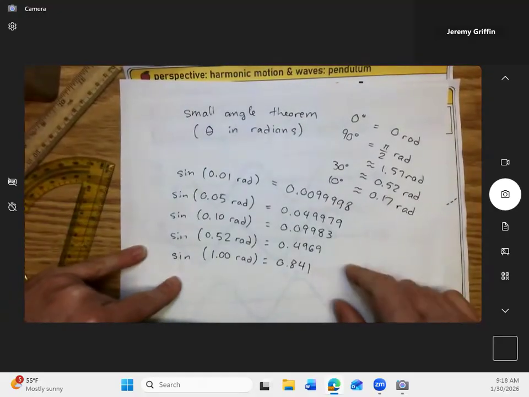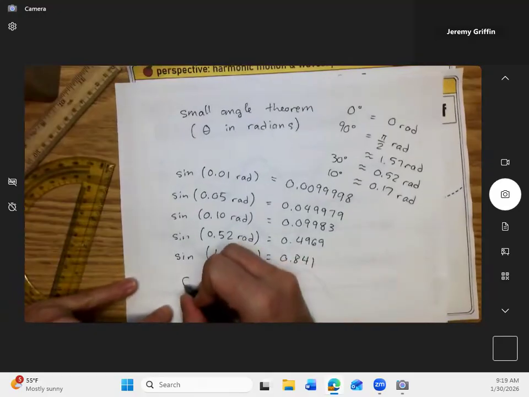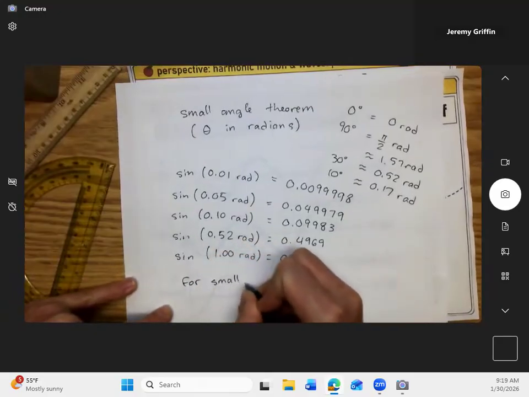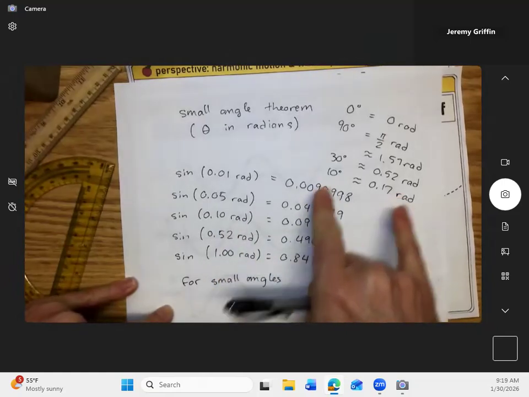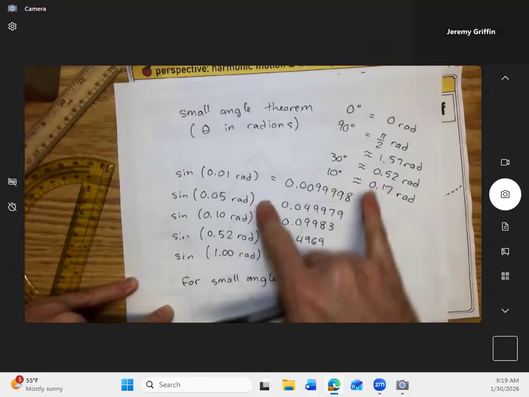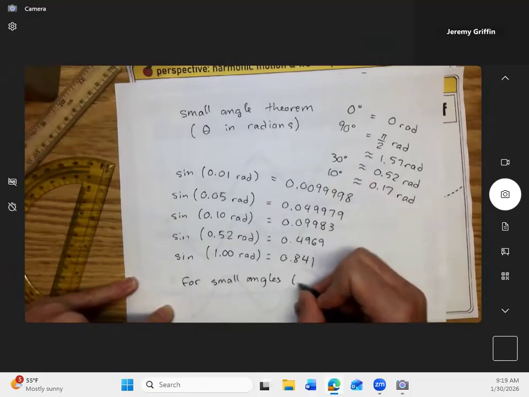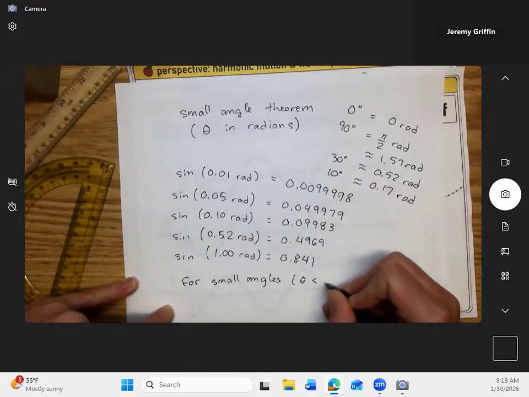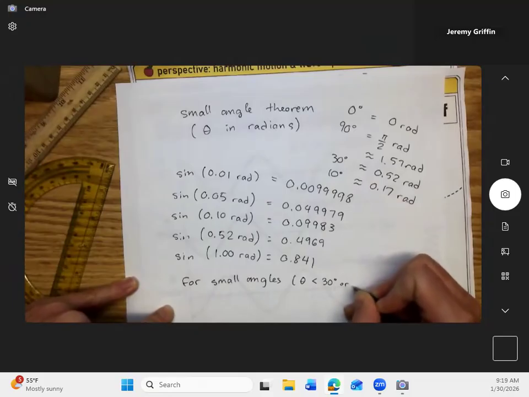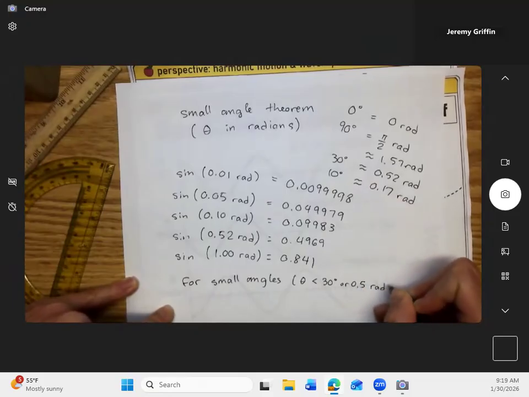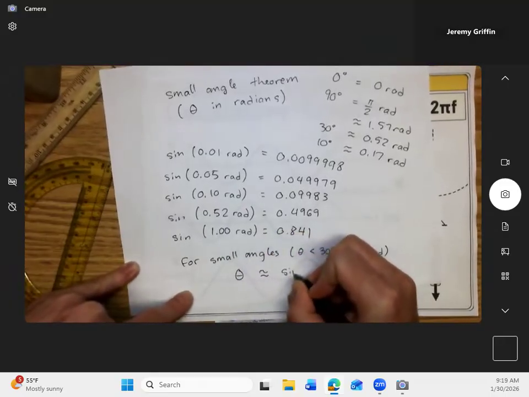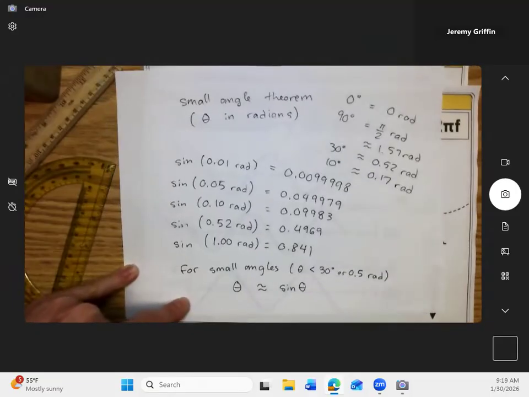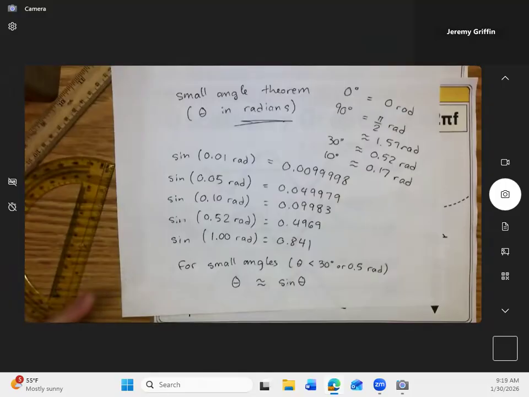Do you see what I'm trying to show you here? For small angles, where does it kind of drift off? Probably around 30 degrees. Now it's starting to drift off. So let's say theta is less than 30 degrees or 0.5 radians, somewhere in there. Those are pretty close to each other. The angle is approximately equal to the sine of the angle. Again, this only works for radians. It has to be in radians.